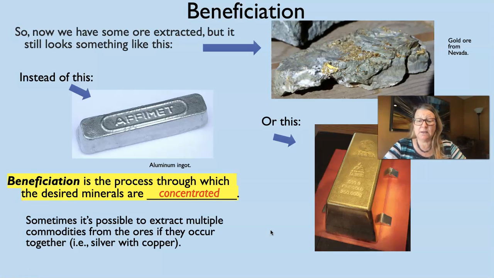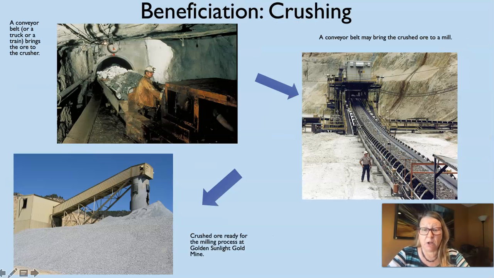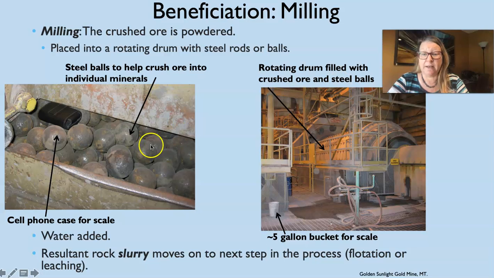And in many cases, certain ores contain more than one type of mineral. Sometimes silver and gold occur together, and so you can get more than one mineral at a time. So basically the rocks are crushed to smaller and smaller bits through various kinds of processes, and then they are milled, which means that they are actually crushed into a fine powder. I particularly like this picture because it shows a cell phone case for scale.